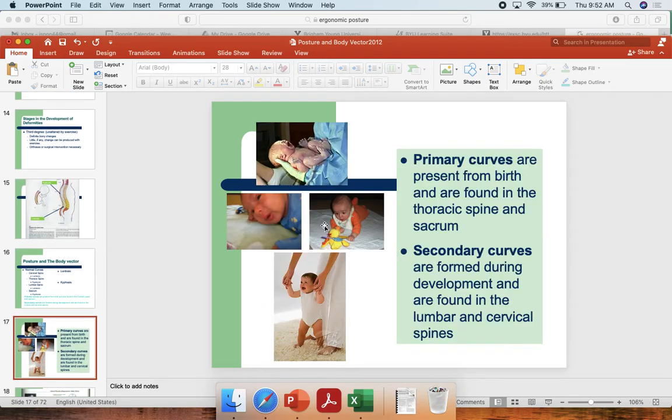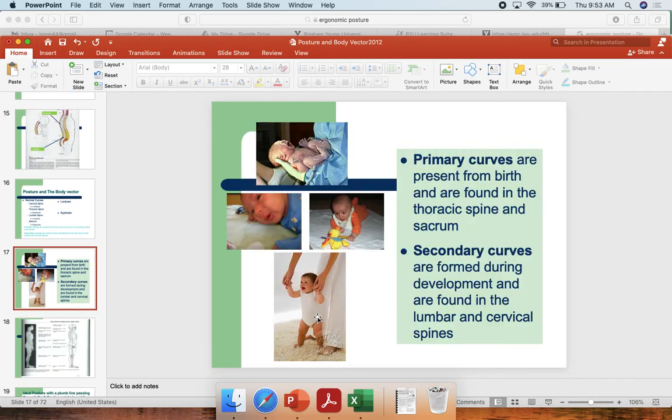So this is some of those pictures of those babies. You can see this is the development of those lordotic curves. That's why they have babies do a lot of that tummy time, so that as they become upright, the secondary curves are beginning to form in a person's life. And that finishes this video on the basic introduction to posture.